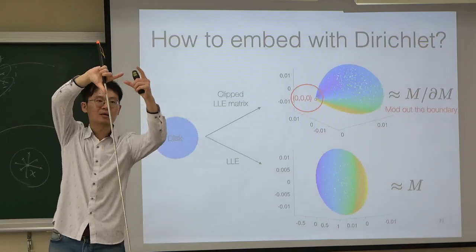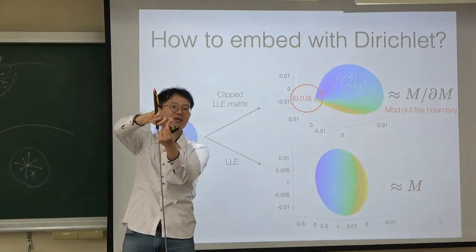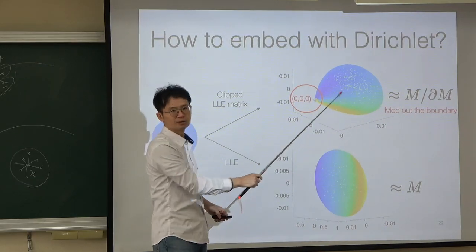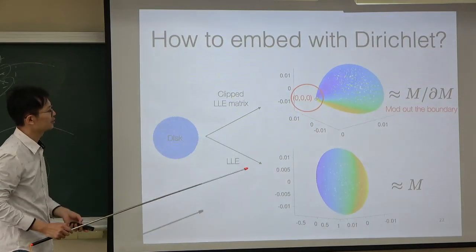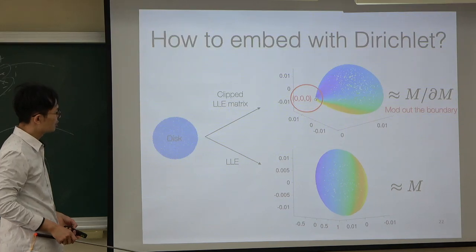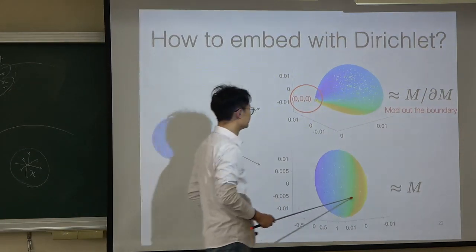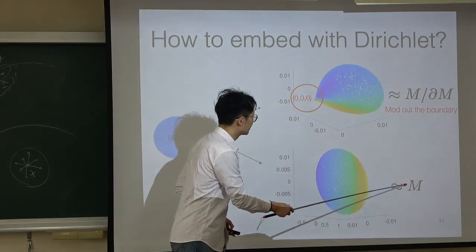All the boundary is put together as one point, so it seems to generate something like S2. So will there be anything topologically interesting? Well, that will be another question. But LLE itself gives you just the manifold itself.